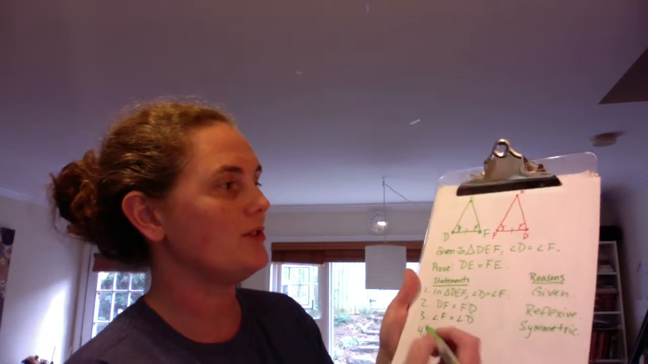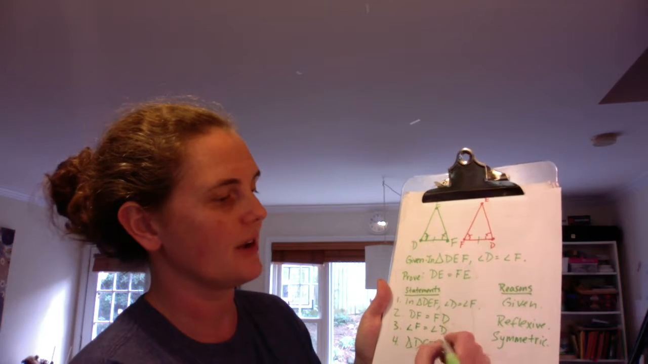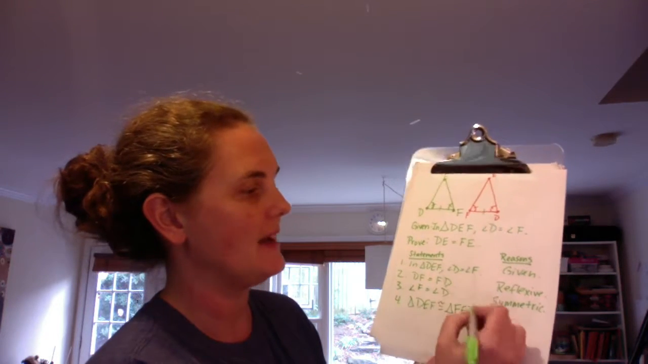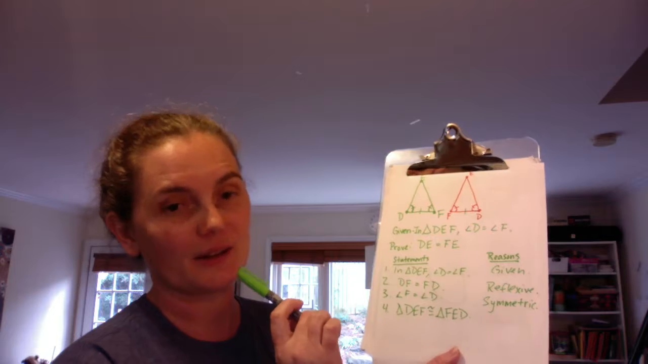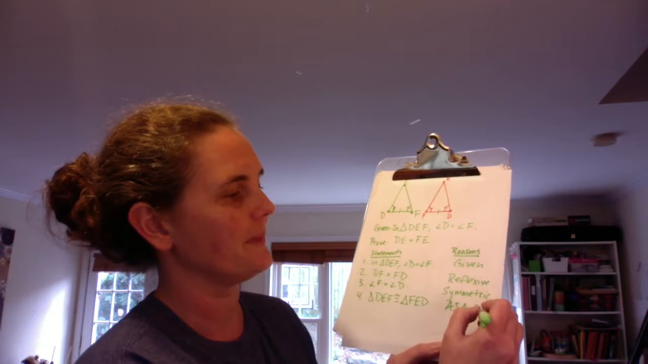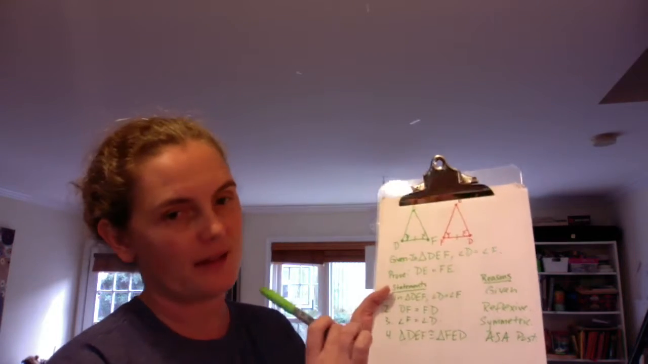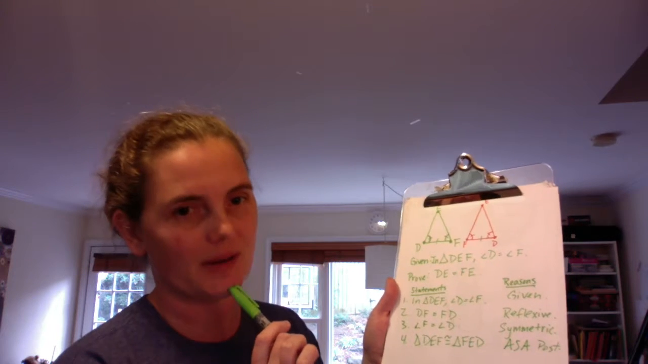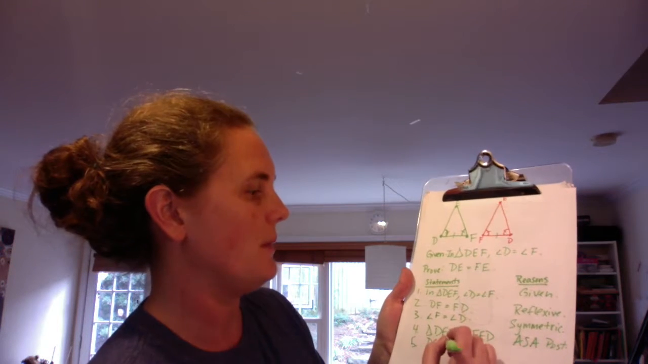Great. So now we've shown that triangle DEF is congruent to triangle FED. The way we've done that is by identifying two sets of angles and the included side. That's called the angle side angle postulate. Remember, we were trying to show that DE is equal to FE. Now we've got it. The two triangles are congruent, therefore their corresponding parts must be equal. So we've done it. We've proven what we wanted to show.